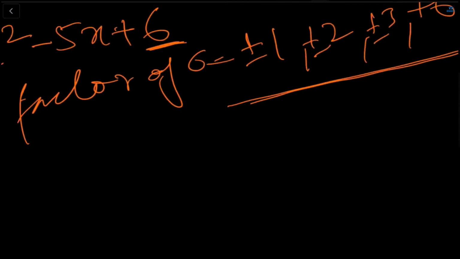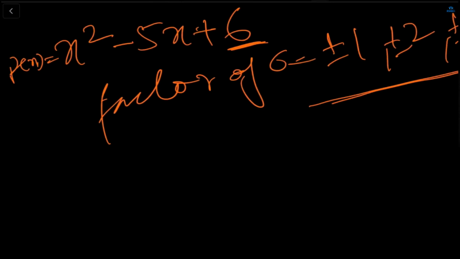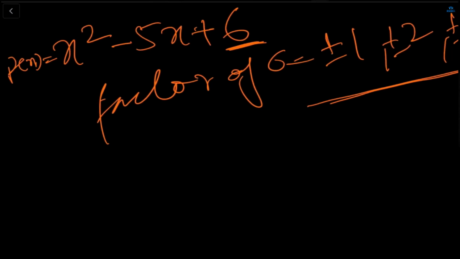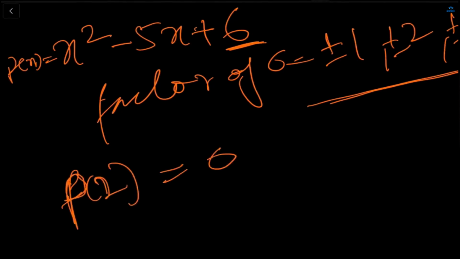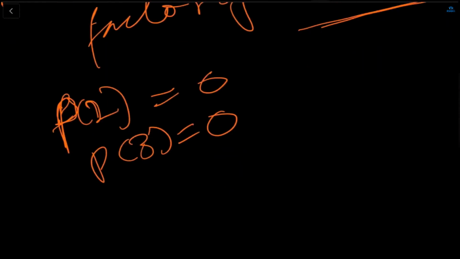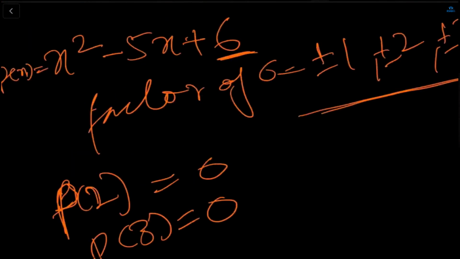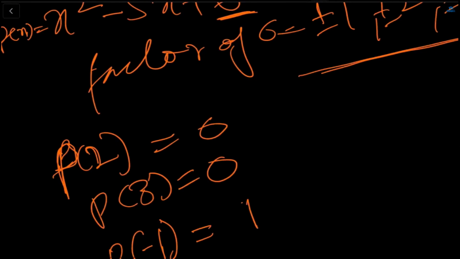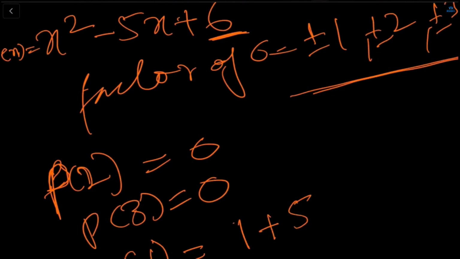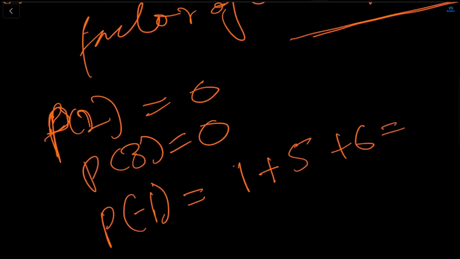Orally, or in the graph, you can check which is suiting the value. You have to put first plus 1 in p(x), and see whether p(1) is giving you 0 or not. If it is giving you 0, that means it is a factor. If you check all the values, you will get p(2) equal to 0 and p(3) equal to 0. Understood? For example, if I keep minus 1 in this equation, it will give you 1 plus 5 plus 6, which is not 0.